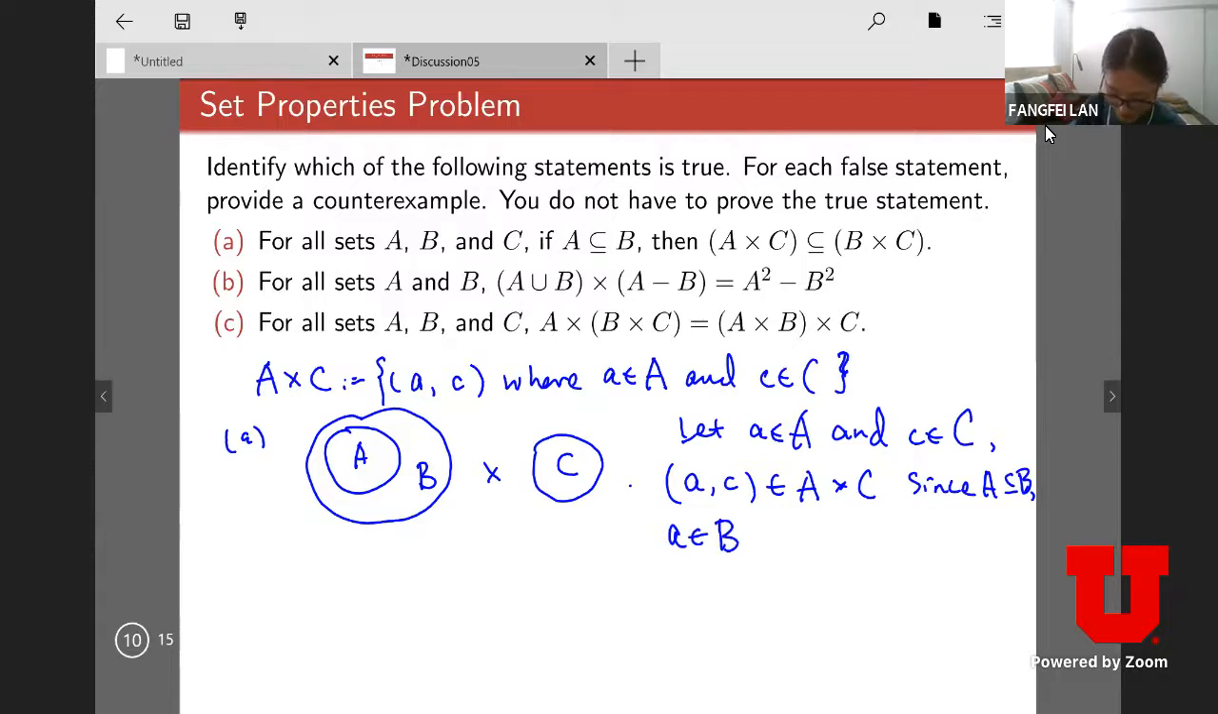So basically we're saying that if we have an element in here that's a, little a, if it's in A, then it has to be in the set B also. So that means (a, c) is also in A cross B. No, not A cross B, in B cross C. And we're done. So we know that this is true. Make sense? Any questions?